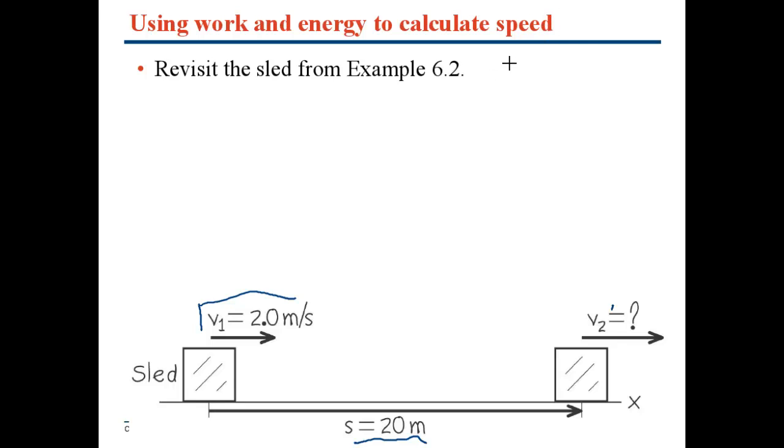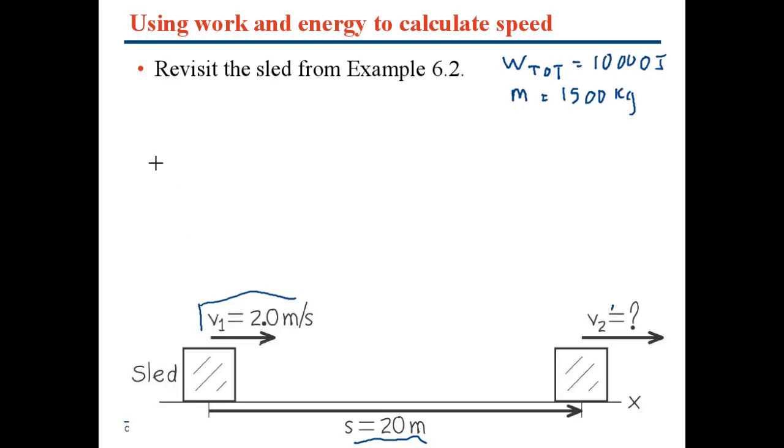Some things that we know: we did some work to this sled. We know that the total work done was a positive 10,000 joules. We calculated that. Now we know the initial velocity. Something the book does, which you should take a quick look at and should be able to do on your own fairly quickly, is calculate the mass of the sled, which is 1,500 kilograms.